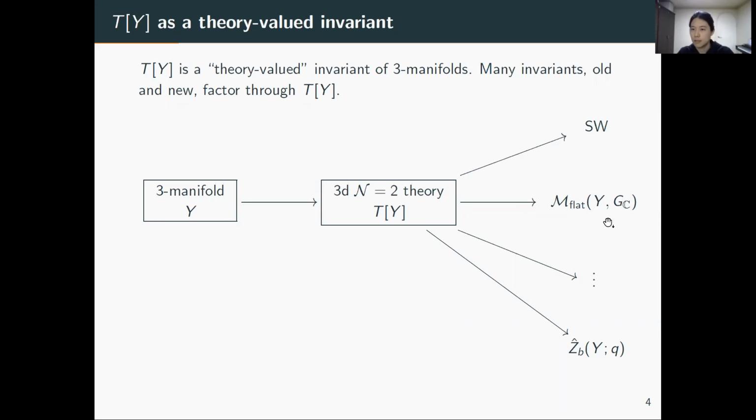And it's known that the space of supersymmetric vacua is the moduli space of flat G_C connections on Y, where G_C is the complexification of G. And also here, Z hat is a certain half index of this theory that I'm about to describe, and it will be the main character throughout this talk.